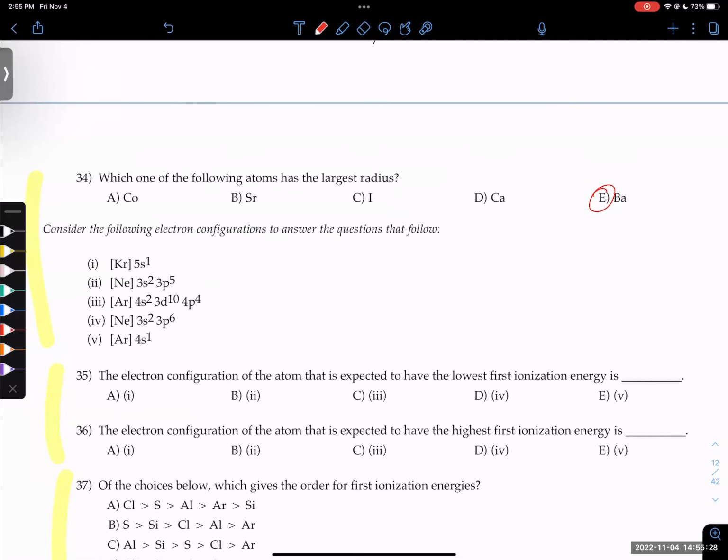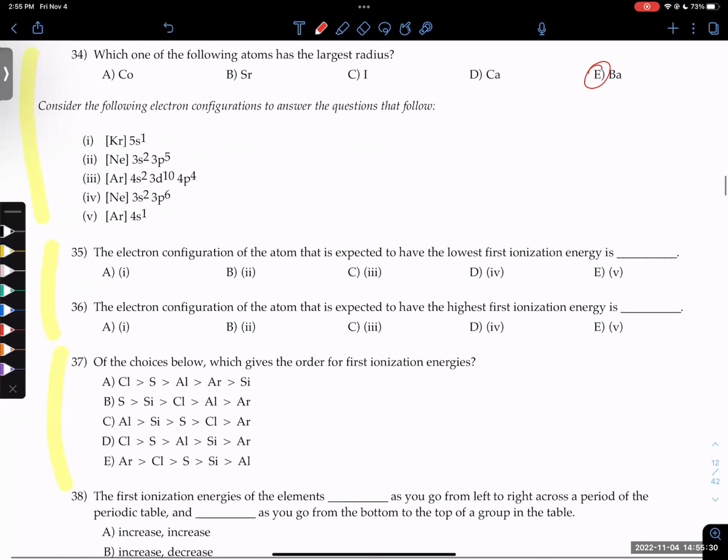Let's do question 35. Consider the following electron configurations to answer the question. Just to make sure we're all on the same page, what are all the elements that correspond to these electron configurations?